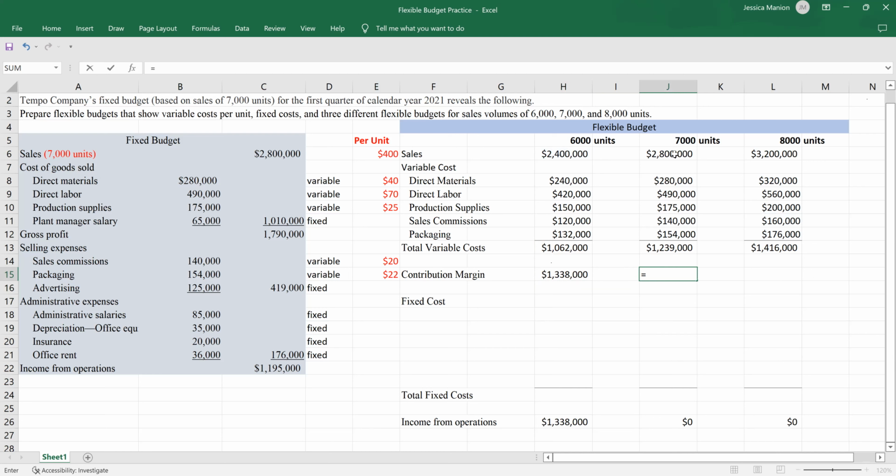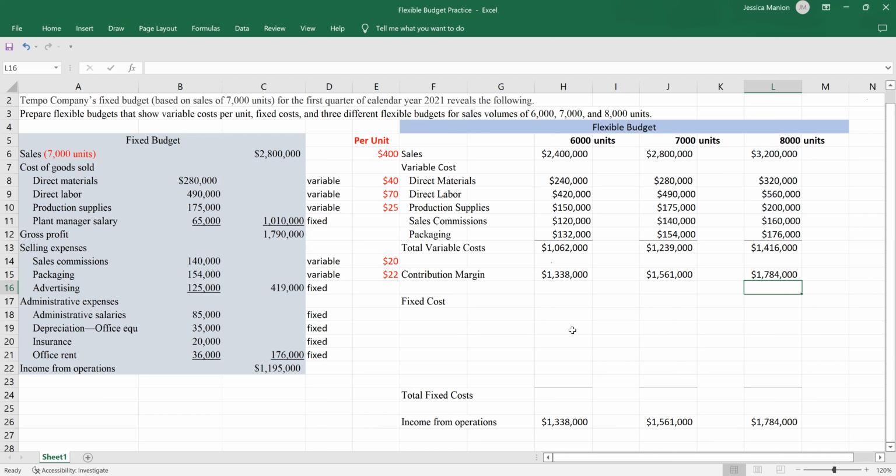At 7,000 units, again, we're taking our 2.8 million minus our total variable cost, gives us a contribution margin of 1,561,000. And then finally at 8,000 units, contribution margin equals our sales minus our total variable cost. Gives us a contribution margin of 1,784,000. Okay, so we're done with the variable cost section.